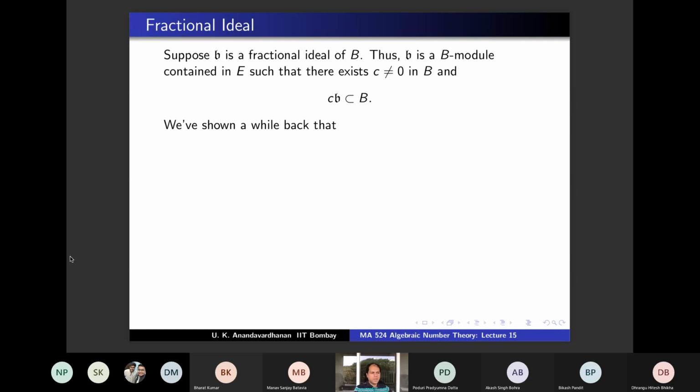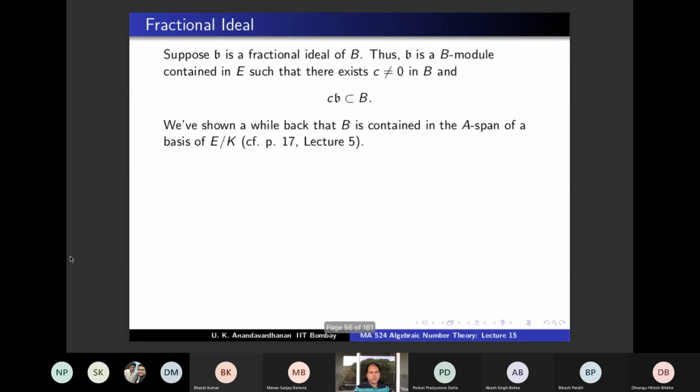In fact, our proof was that B is contained in A W_1 plus etc. plus A W_n for some basis W_i. We showed this. So B is contained in the A span of a basis of E over K. This we showed long ago. This is the reference if you want to double check.